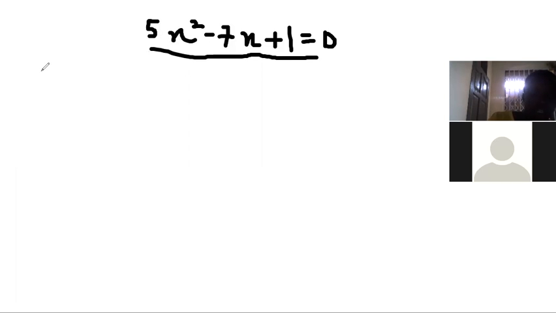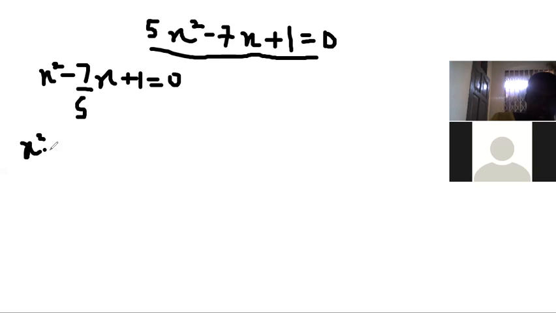So we are going to get x squared minus 7 all over 5 x plus y is equal to 0. The next thing we do is we can pick this one, y, the one without the x, to this side. So we are going to get x squared minus 7 over 5 x is equal to negative 1.